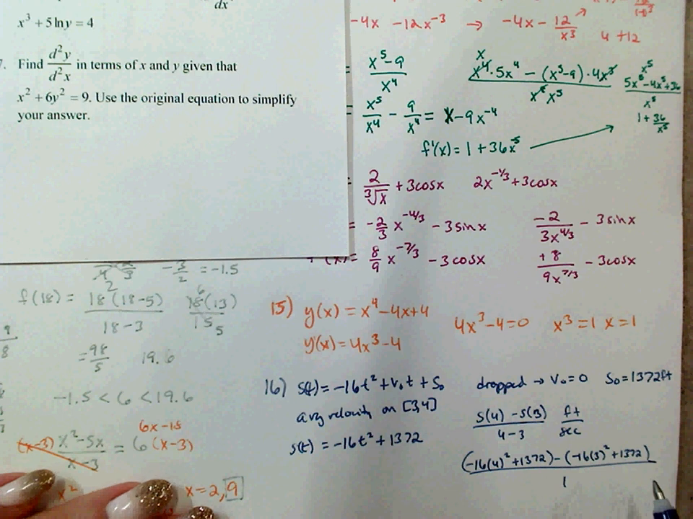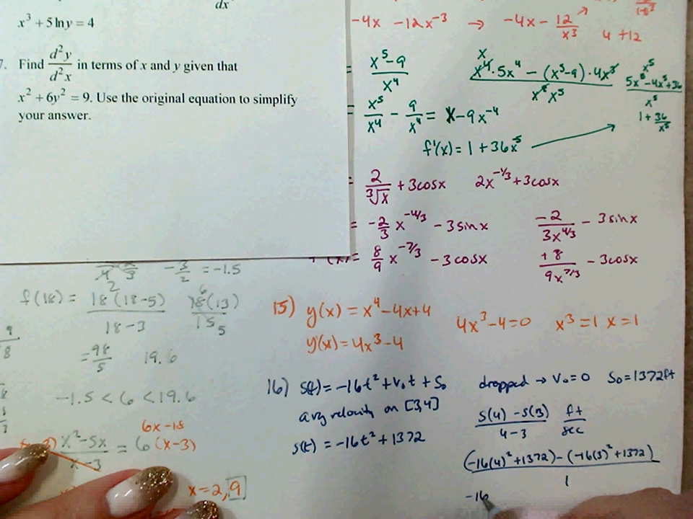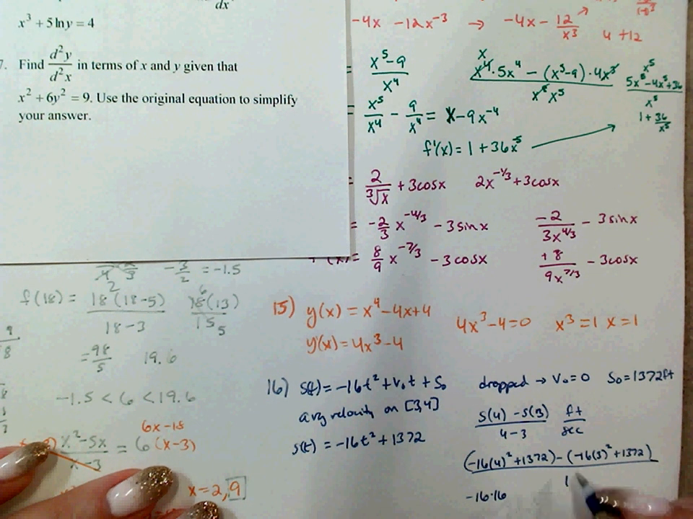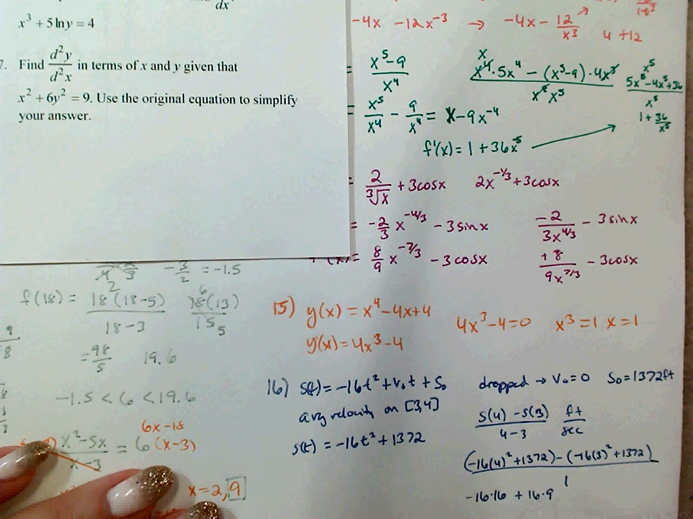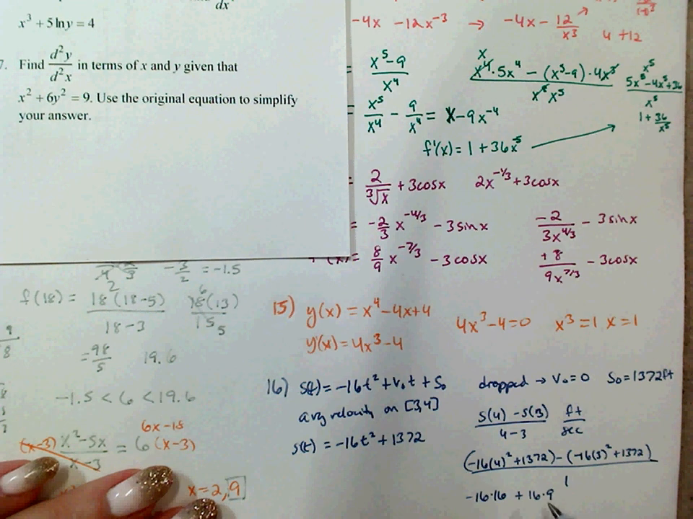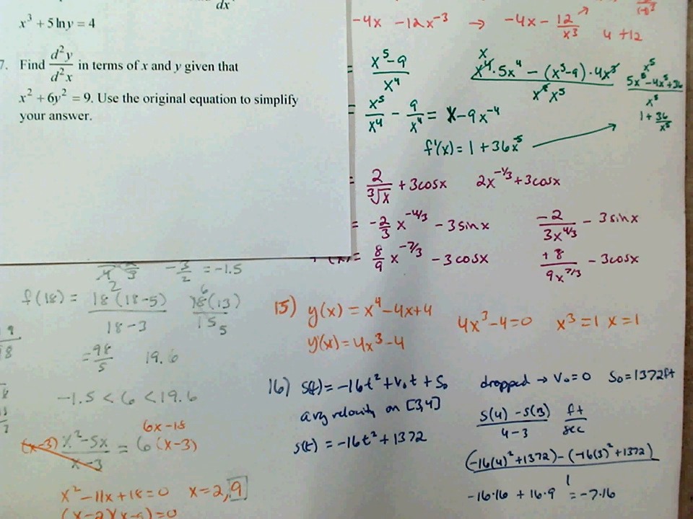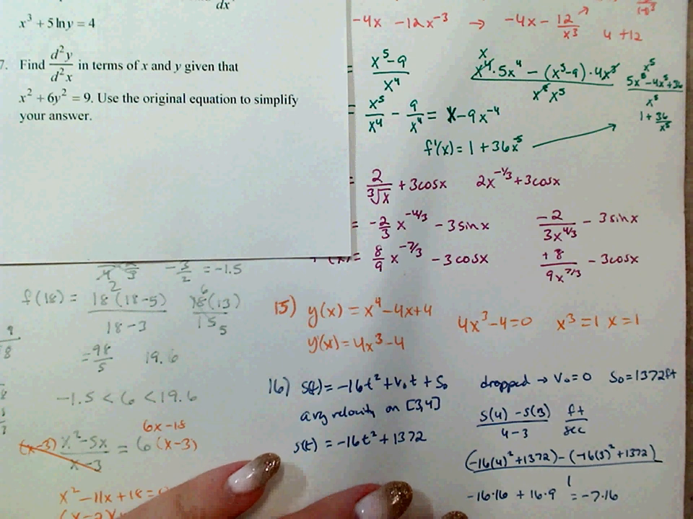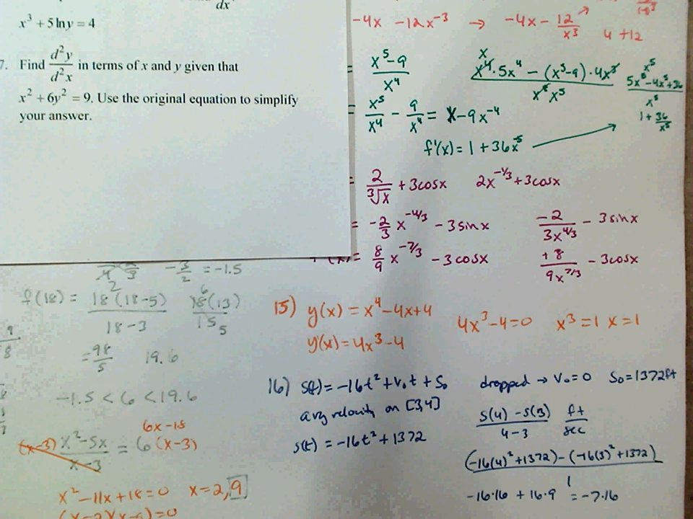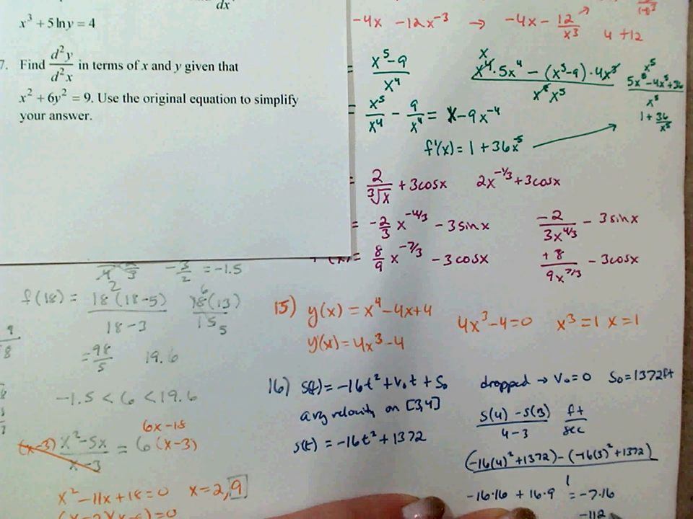So I've got negative 16 times 16, and then plus 16 times 9. The reason I left it like this is because I can see 16 16s minus 9 16s is 7 16s, so it is negative 7 times 16. That's 70 plus 42, so 112, negative 112. Let me make sure. Yeah. So negative 112 feet per second.